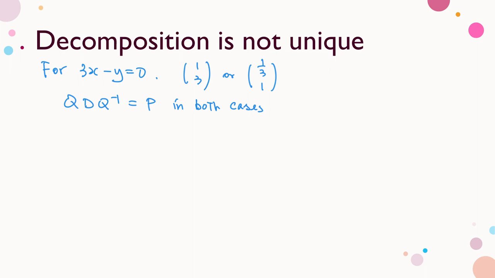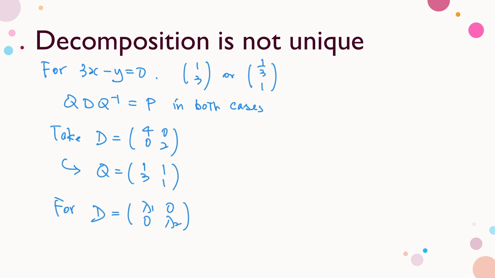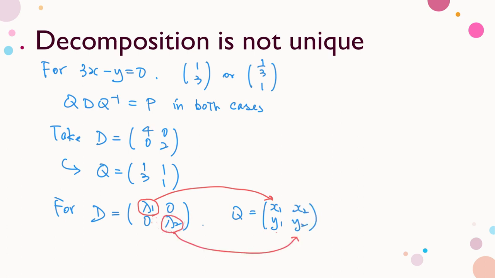In fact, we can take a different diagonal matrix by swapping the place of the eigenvalues. That is, we can take D equals diag(4, 2). Then we swap the columns of the eigenvector correspondingly. That is, Q equals the matrix with swapped columns. In general, if we take D as diag(lambda1, lambda2), put the eigenvector corresponding to lambda 1 in the first column of the matrix Q, and the eigenvector corresponding to lambda 2 in the second column.